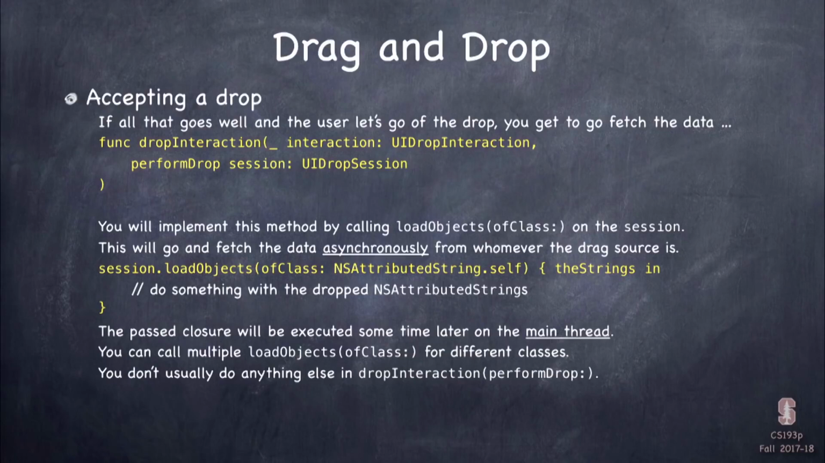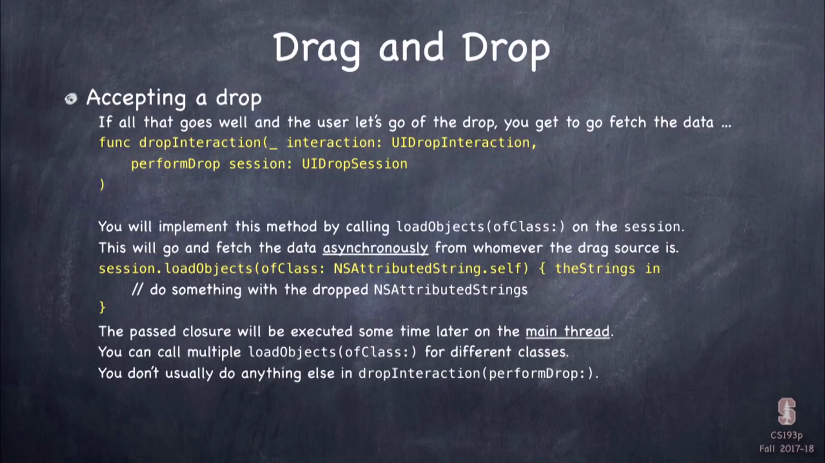Now this is an awesome little method. This is one of the ways they made drag and drop so simple to implement with all that asynchrony, but without a lot of difficulty in your app, which is you just call load objects of class. You specify the class you're willing to receive from the drop, like attributed string or a color or a URL or image, whatever, presumably the things you said you would accept earlier on, and it will go and get that data asynchronously on another thread, and when it gets it all from the drag source, it will call the closure you provide, with the first argument being an array of those things.